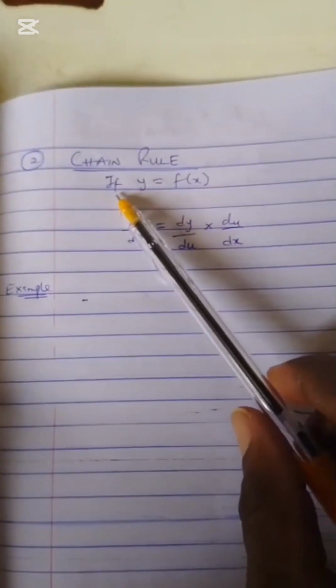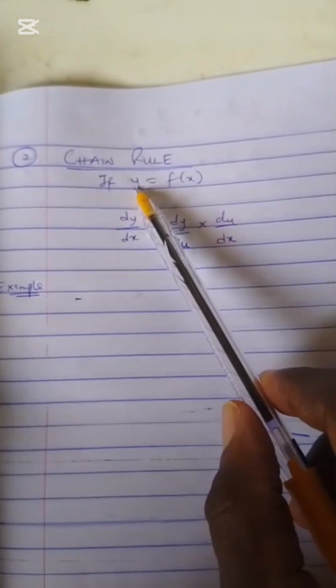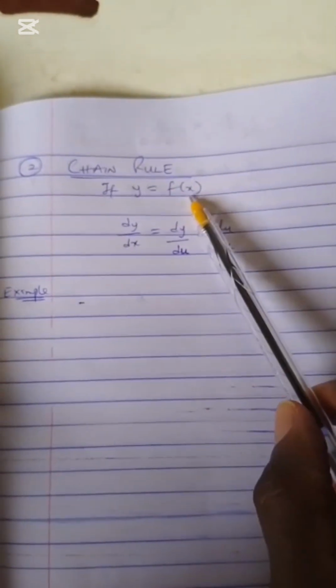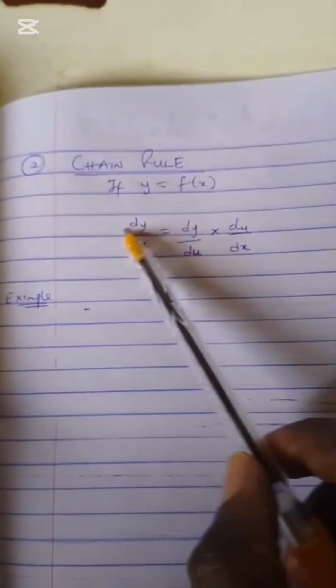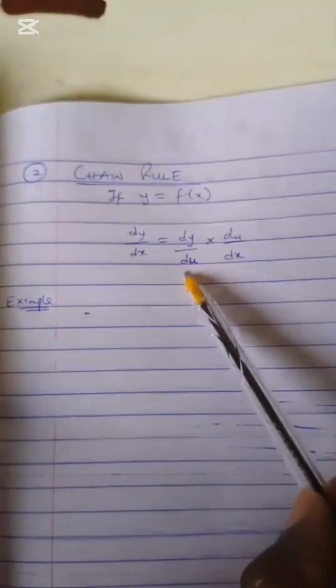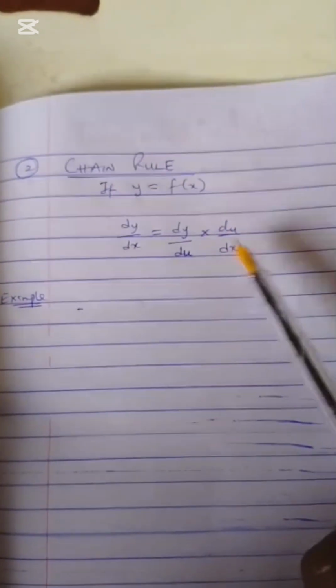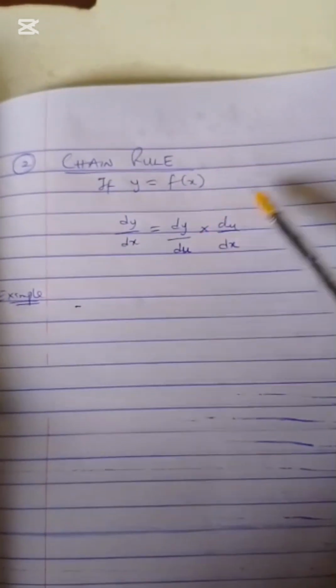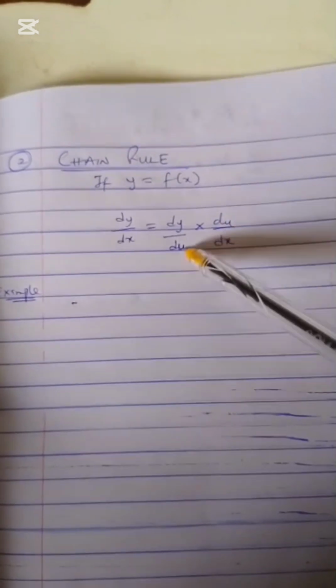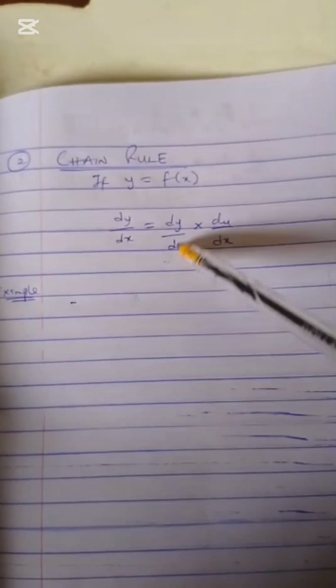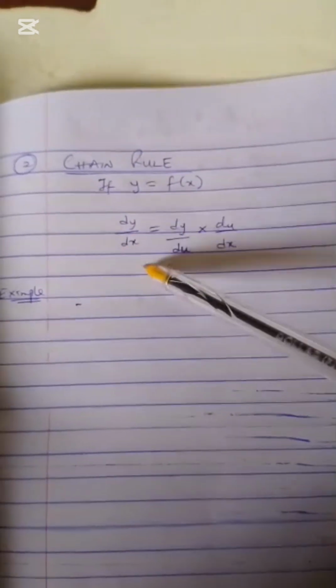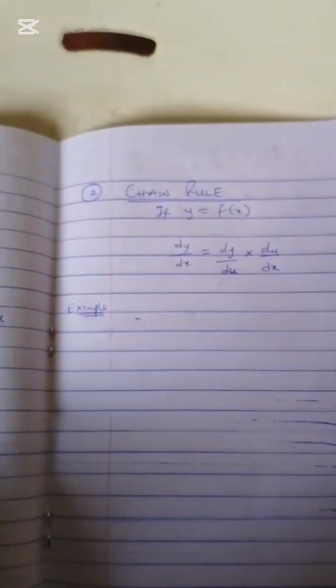The chain rule is simply this: if you have an expression in the form y equals a function in x, it simplifies to dy over dx equals dy over du times du over dx. We introduce u. If you look at this, you see that du cancels out, so we strike this out and we are left with dy over dx. I'll do an example and we'll see how that works.